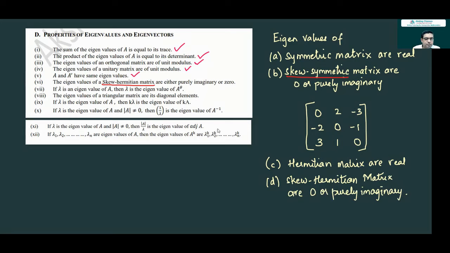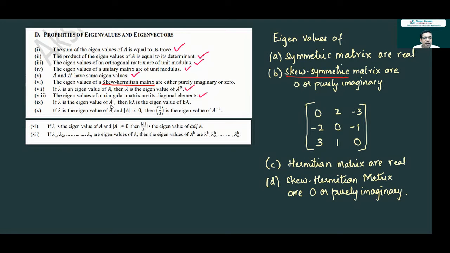Okay. Next, if lambda is the eigenvalue of A, then lambda is the eigenvalue of A conjugate transpose. Just like A transpose is there, this is valid for that. A and A conjugate transpose will have the same eigenvalues. The eigenvalues of a triangular matrix are its diagonal elements. This is an important one. We can cross check it. It is not difficult. We'll cross check that.